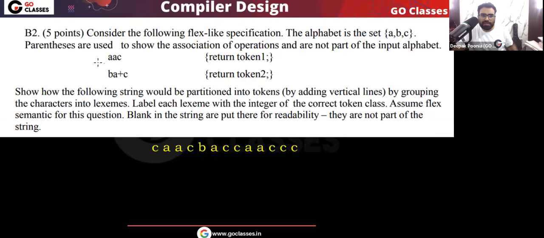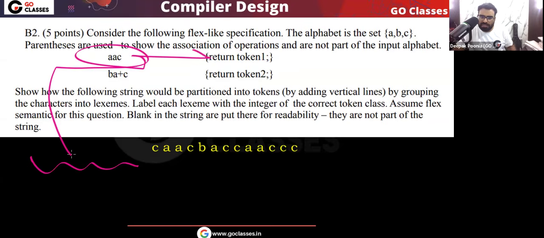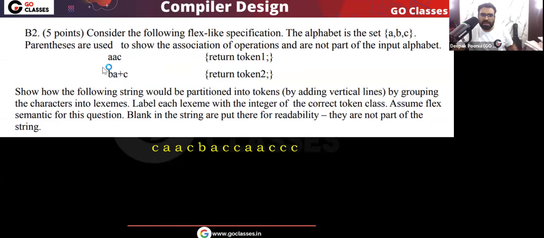You can notice that corresponding to this regular expression, we will generate token 1. I told you that corresponding to every regular expression, we will generate a token. Remember, first you find the lexeme pattern. For the lexeme pattern, you write a regular expression, and corresponding to the regular expression, we will generate a token. So here you can easily see that this is a regular expression, and corresponding to it we will return token 1. Corresponding to this regular expression, we will return token 2.